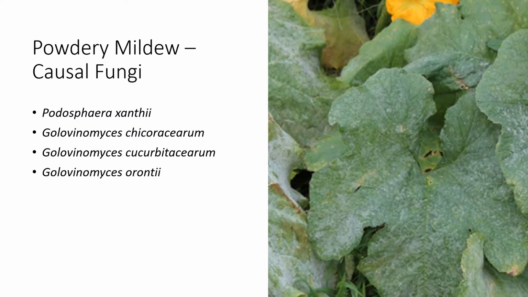Powdery mildew on cucurbits can be caused by one of 4 different fungi. The most common is Podosphaera xanthii, and I'll talk about these separately. Golovinomyces chicoracearum is a very common powdery mildew species, but also a couple of other Golovinomyces species can cause powdery mildew. So all 4 are available here in Kentucky and able to infect cucurbits.